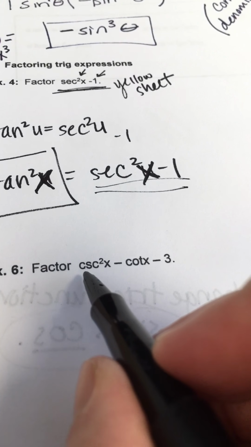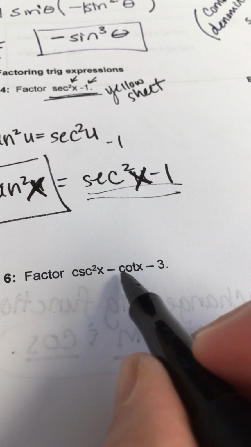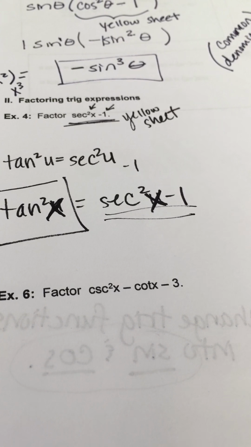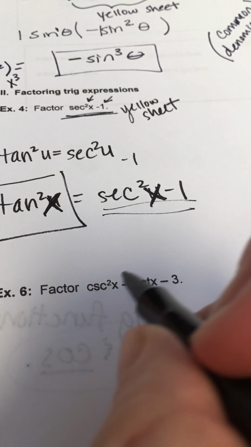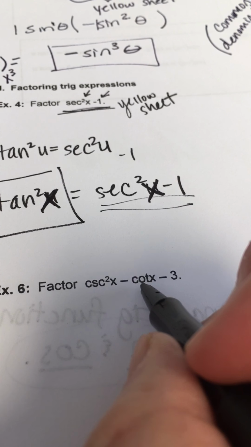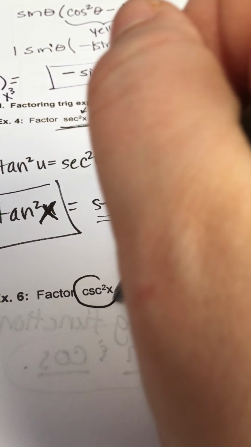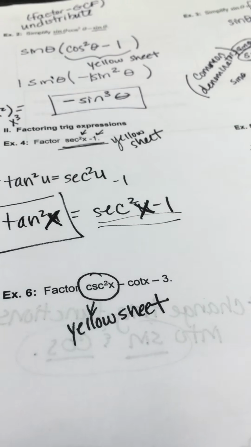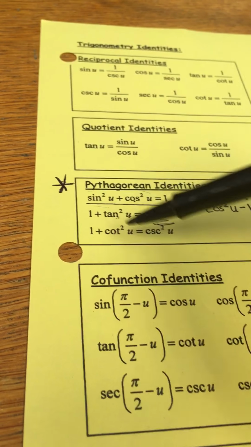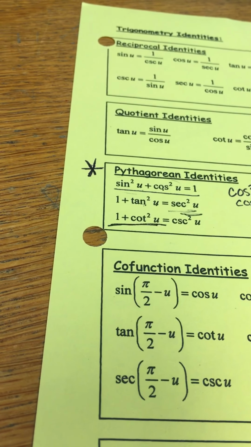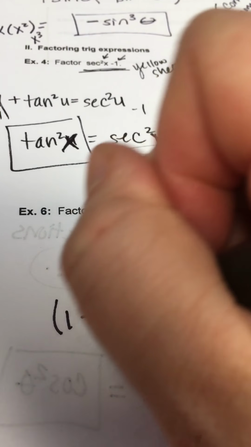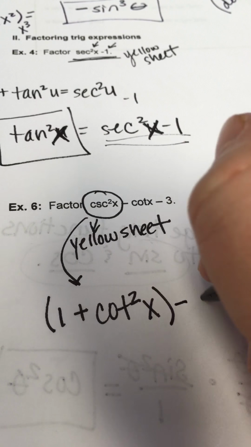Now, this one here: cosecant squared x minus cotangent x minus 3. This is not possible to do as it is. I need to either transform the cosecants into cotangents, or cotangents into cosecants. Since this is squared, I'm going to look on the yellow sheet for something with cosecant squared, again not the top box. Cosecant squared I can replace with what it is equivalent to, and nicely enough, it is 1 plus cotangent squared. So I plug in 1 plus cotangent squared x, and then I have the rest of it, minus cotangent x minus 3.